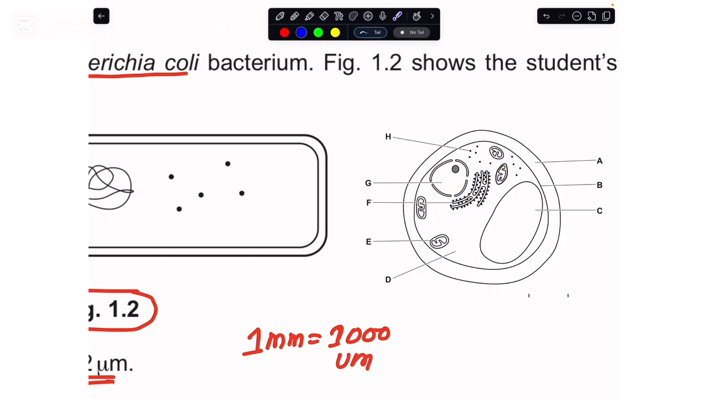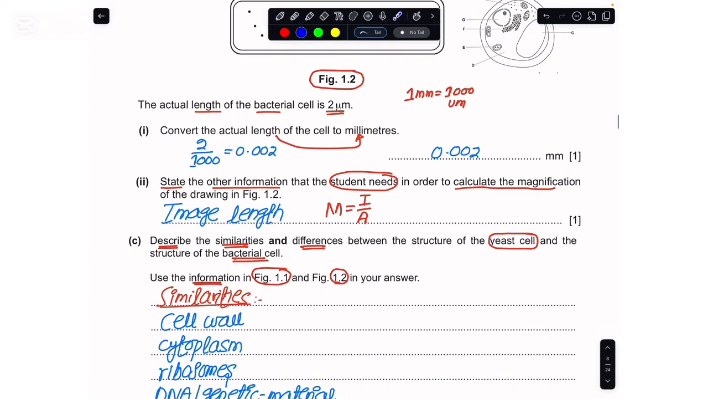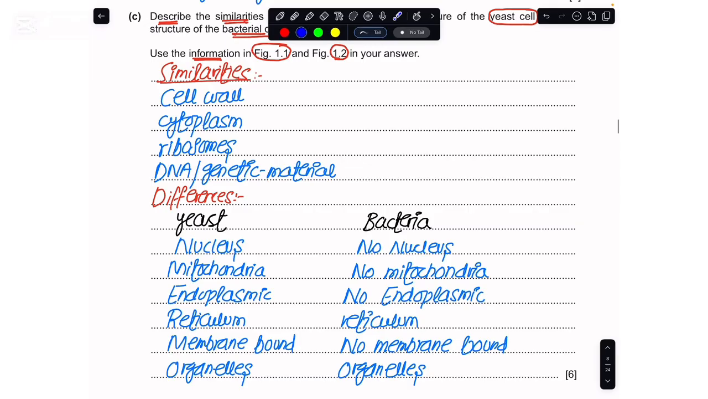Other than that, in the yeast that they have given us, we have the sap vacuole, which is not there in the bacterial cell. So these are some of the points that we are required to write under the heading of the similarities and the differences. I would recommend that it should be in continuous writing. I have written it in points, but you have to write it in continuous writing.